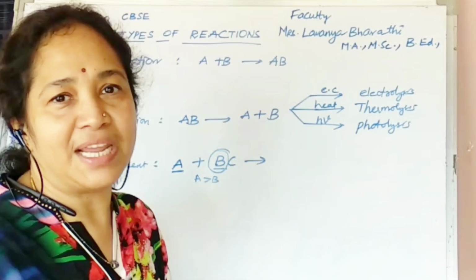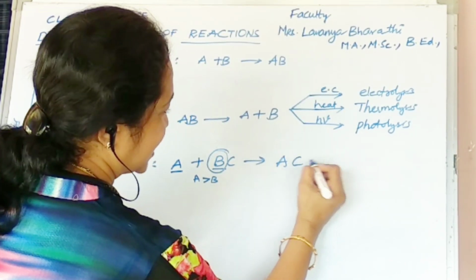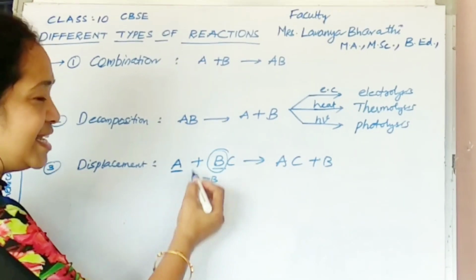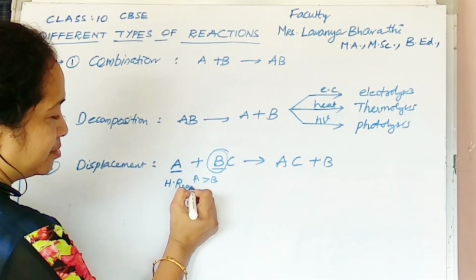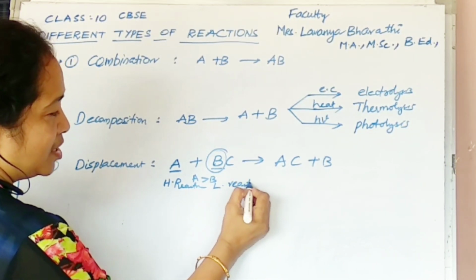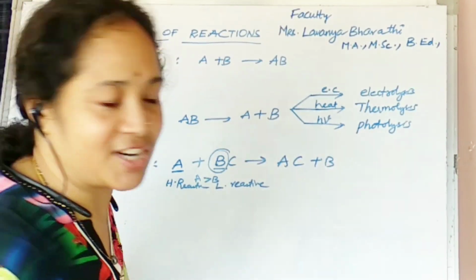The place of B is taken by A, such that new compounds are formed: AC and B. B is sent out because A is highly reactive. I say this is highly reactive and B is less reactive. So such types of reactions are called chemical displacement reactions.